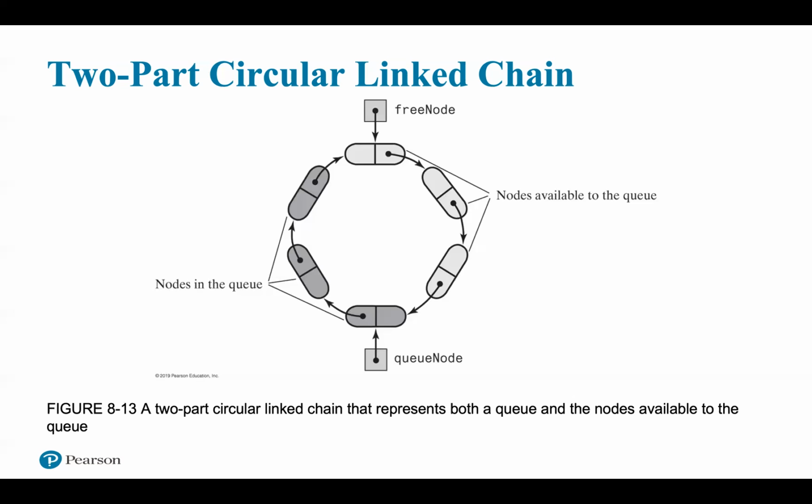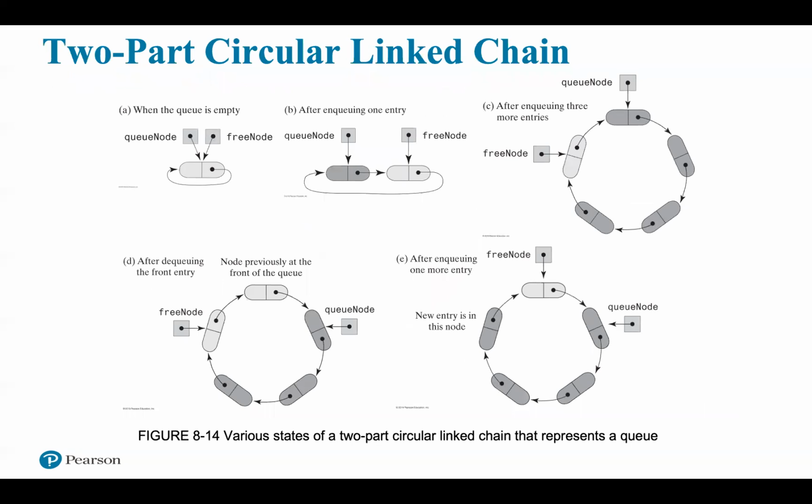Here, queueNode references the node assigned to the front of the queue. freeNode references the first available node that follows the end of the queue. And you could think of this configuration as two chains, one for the queue and one for the available nodes, that are joined at the ends to form a circle. Detecting an empty queue or an absence of an available node is easier if one node in the circular linked chain is unused. The situation is analogous to the circular array that we used in Segment 8.10.